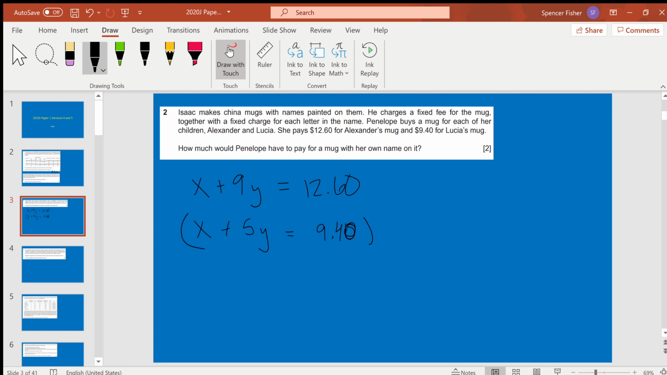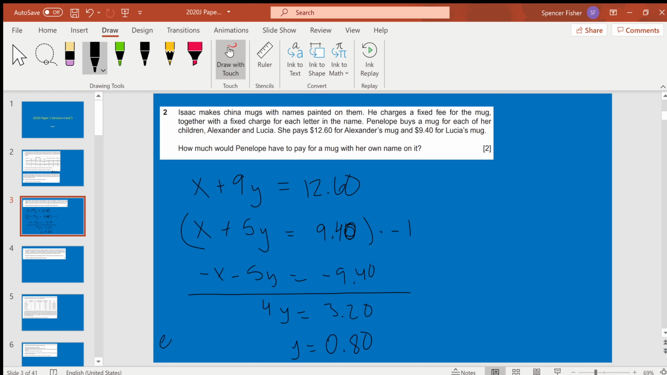So you can multiply by -1. I'm going to use elimination here. Usually I do elimination with these types of problems whenever I'm setting up a system of equations in this class. So we have -x minus 5y equals -9.40. And then it's just a matter of solving. So we have 4y equals 3.20. Y equals, you would divide by 4, and that's going to be 0.80.